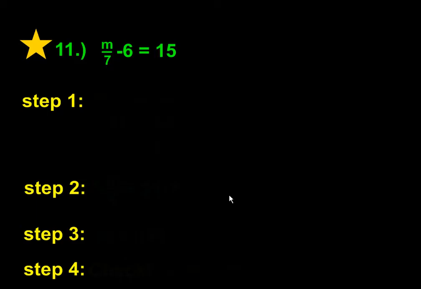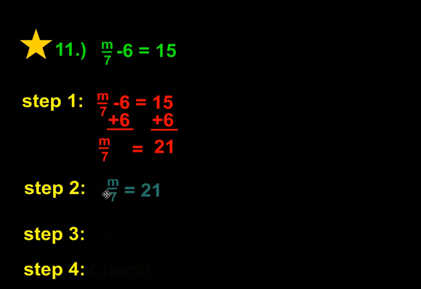And lastly, number 11, write the problem out. Isolate m by getting rid of 6. We do it to one side, we do it to the other. So we're left with m over 7 equals 21. Now we want to isolate m further by getting rid of the 7. We do that by multiplying. Whatever we do to one side of the equation, we have to do to the other. So that brings us to m equaling 147.